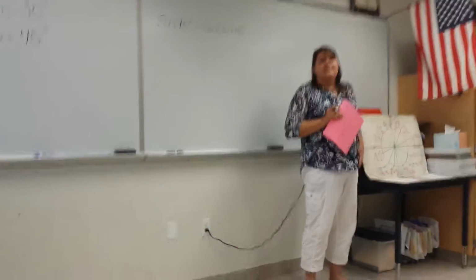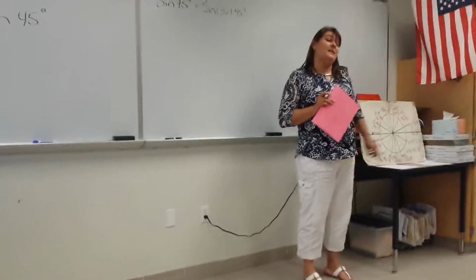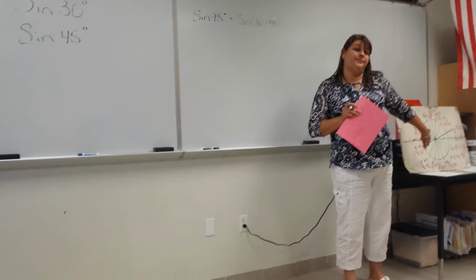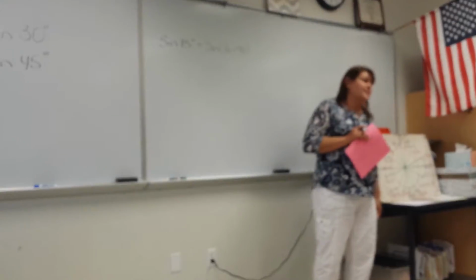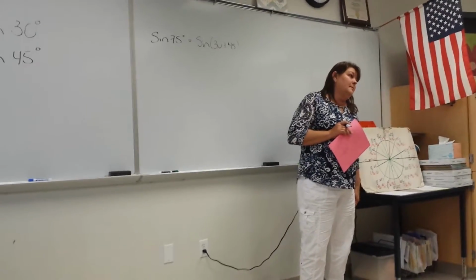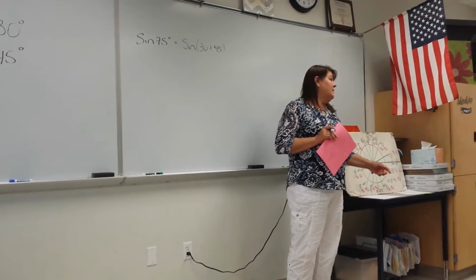So you could do the sine of 60 plus 15, and that would work. But is 15 on the unit circle? No. So you want to find numbers that are on the unit circle. In the case of subtraction, it would matter though. Everybody in?